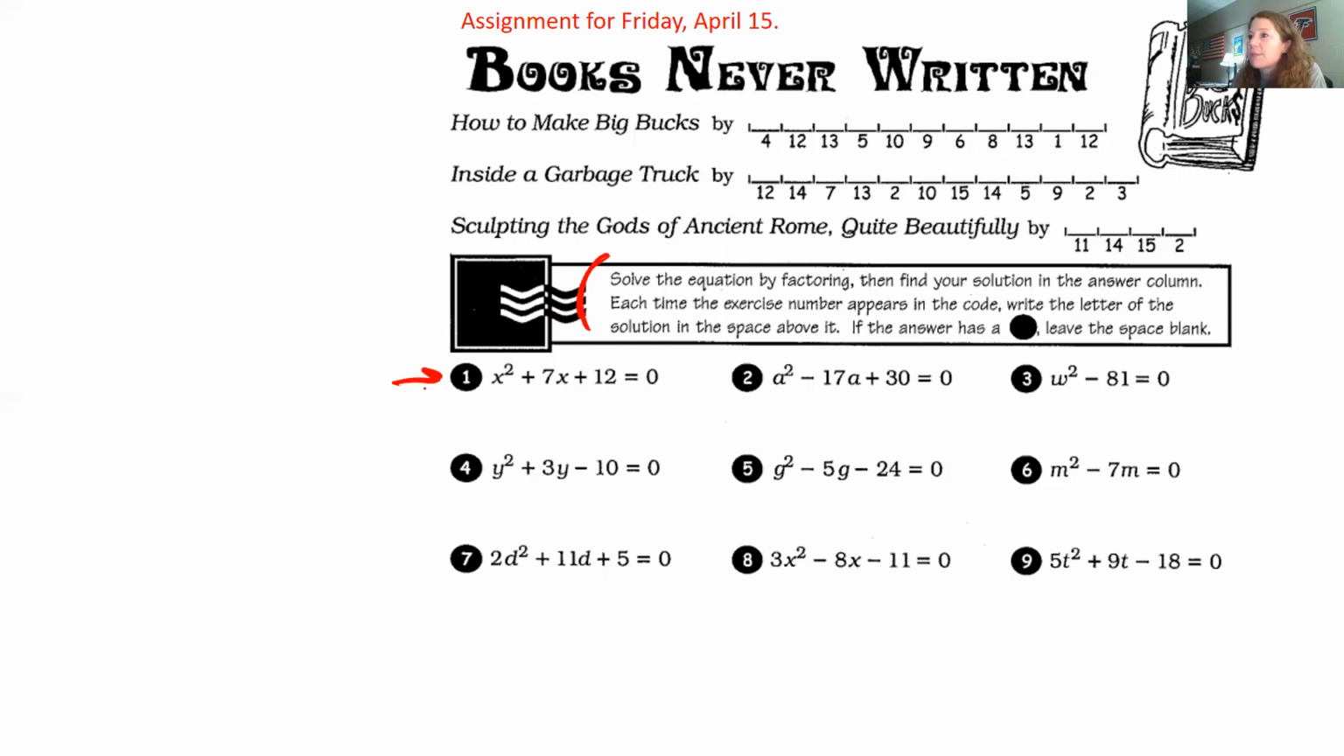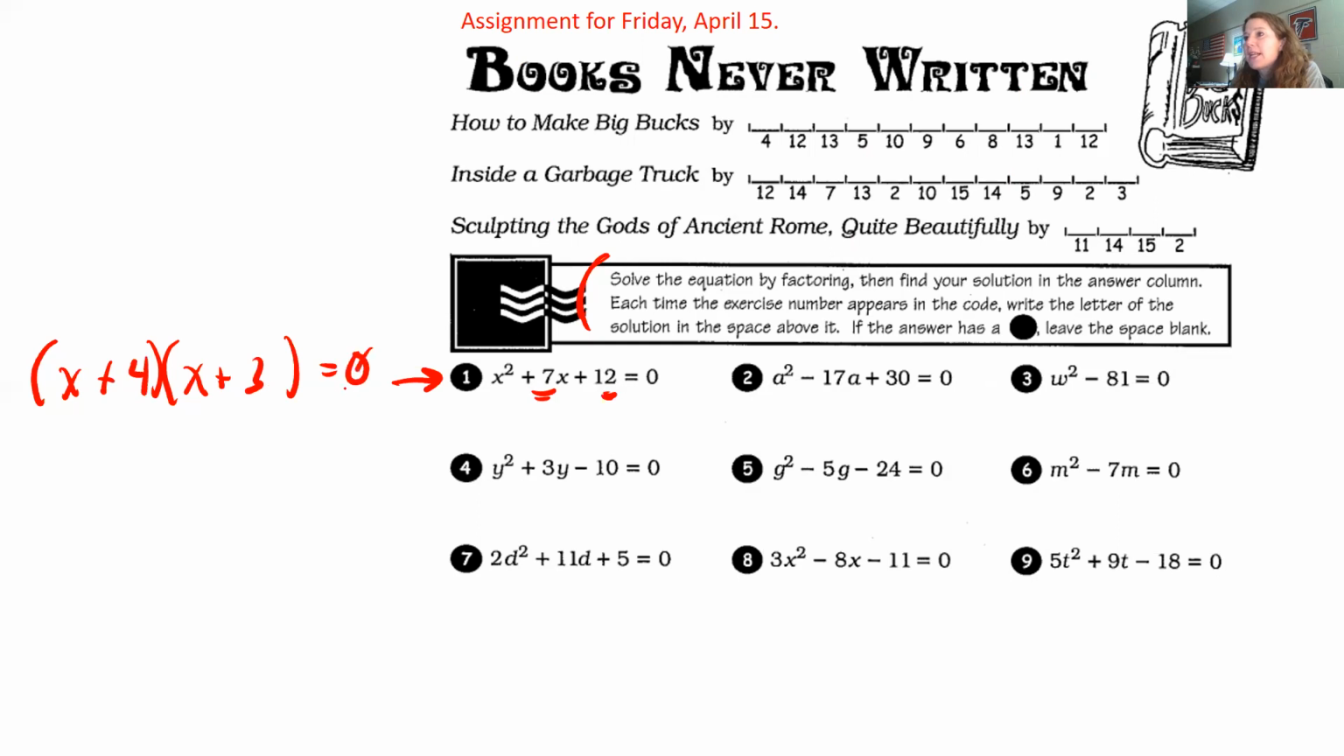So the first thing we're going to do is number 1, we're factoring. So we are thinking of two numbers. When we multiply, we get 12. And when we add, we get positive 7. So that would be what? 3 and 4.